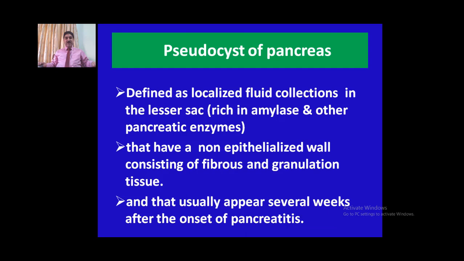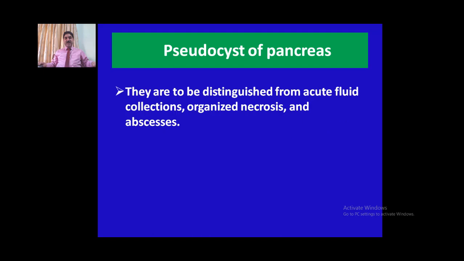Now, what is pseudocyst of pancreas? Pseudocyst of pancreas is defined as localized fluid collections in the lesser sac, rich in amylase and other pancreatic enzymes, that have a non-epithelialized wall consisting of fibrous and granulation tissue. The difference between pseudocyst and true cyst is that a pseudocyst is not lined by epithelium, whereas a true cyst is lined by epithelium.